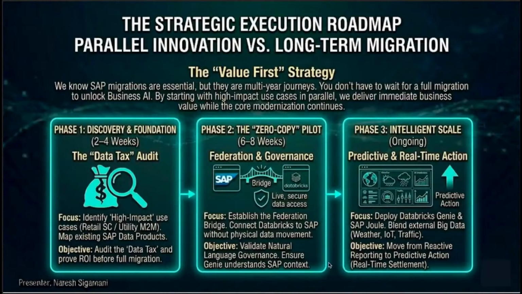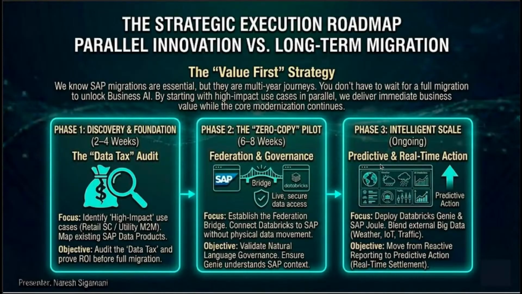The biggest mistake I see organizations make is waiting for a massive SAP migration to finish before they start their AI journey. You don't have to wait. We advocate for the value first strategy. Phase 1, Phase 2, and Phase 3. Phase 1 is discovery. In 2 to 4 weeks, we identify high-stake friction points. We don't boil the ocean, we map the existing data products ready to be unlocked today.